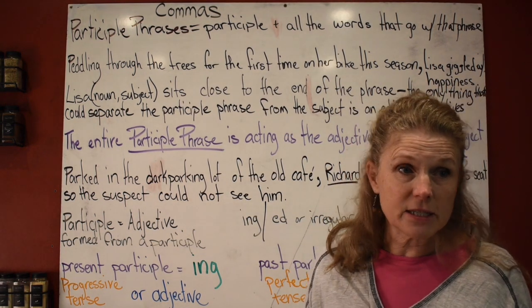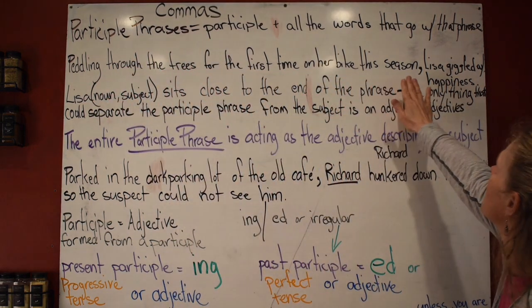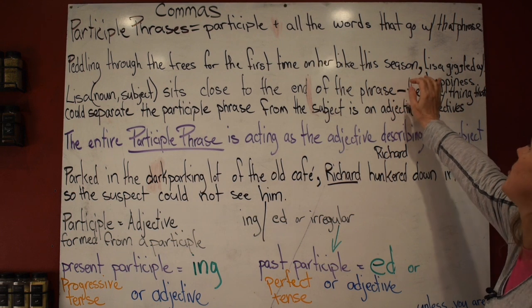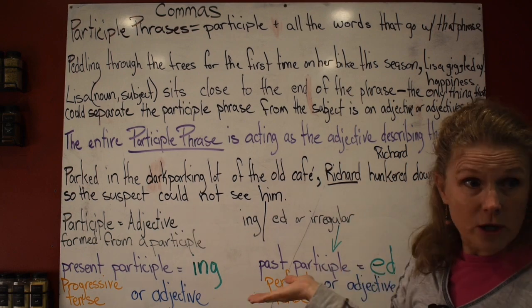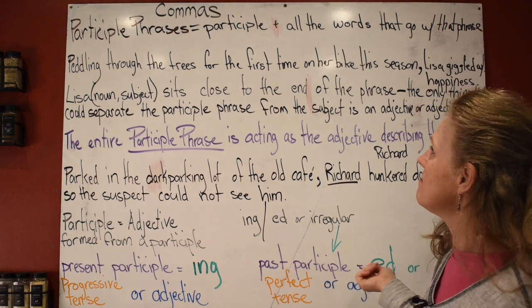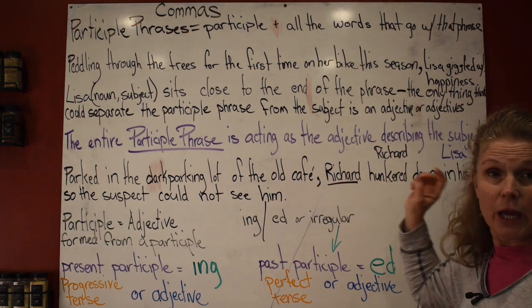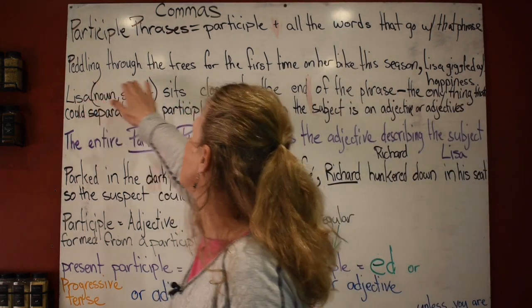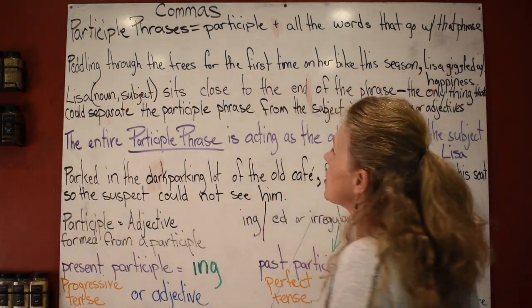Now, look at this sentence, boys. Pedaling through the trees for the first time on her bike this season, that was me a couple weeks ago, Lisa giggled with happiness. Now, what's our participle phrase right there? From the first word to season. The comma. Exactly. This entire phrase right here is a participle phrase.